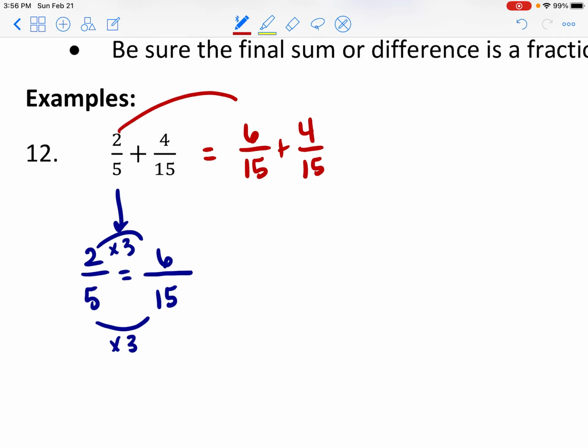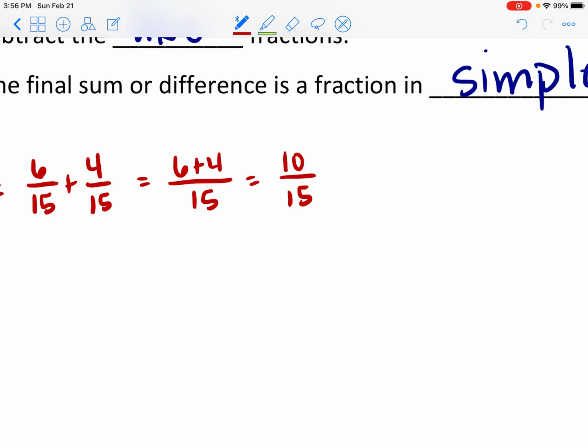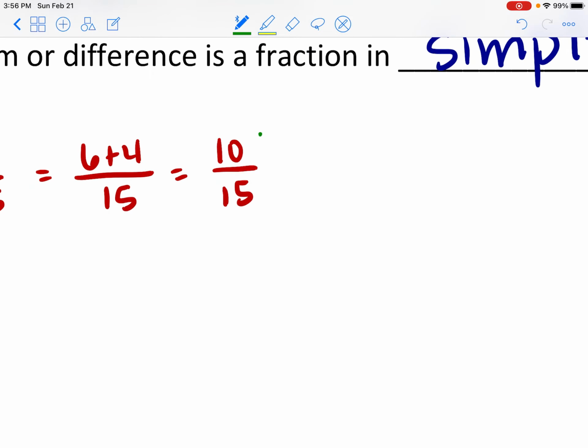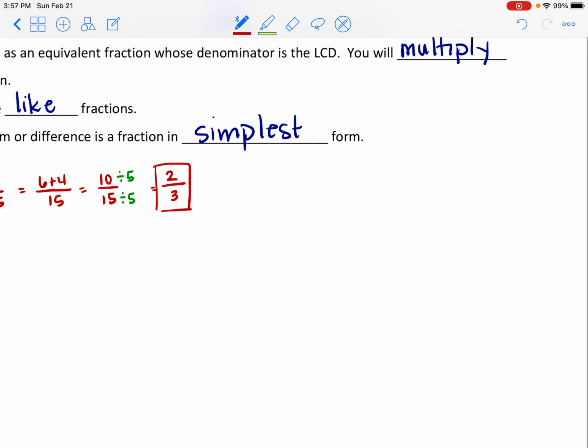So this became that, and I showed you the work, and this didn't change, okay? But now that we have like fractions, we can put them together. So this becomes 6 plus 4 over 15, which is 10 over 15. And I can see a common factor of 5 here. So if I reduce by 5, 10 divided by 5 is 2, and 15 divided by 5 is 3. So the final result is going to be 2/3. Okay? It's a lot more work than when they're not like, right?